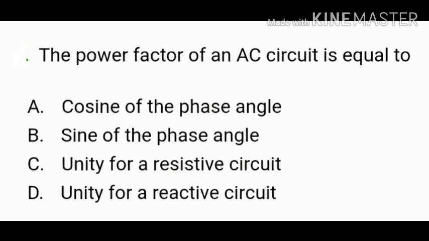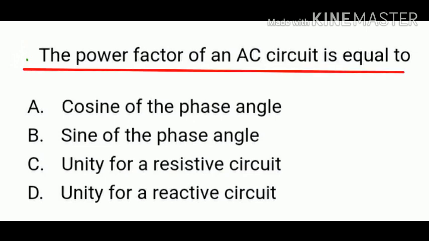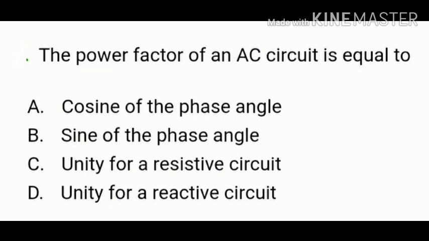So today we will discuss some MCQ level question answers, and please watch till the very end. The first question is: the power factor of an AC circuit is equal to option A, cosine of phase angle; option B, sine of phase angle; option C, unity of resistive circuit; and option D, unity of reactive circuit. So first we want to know what the power factor is.